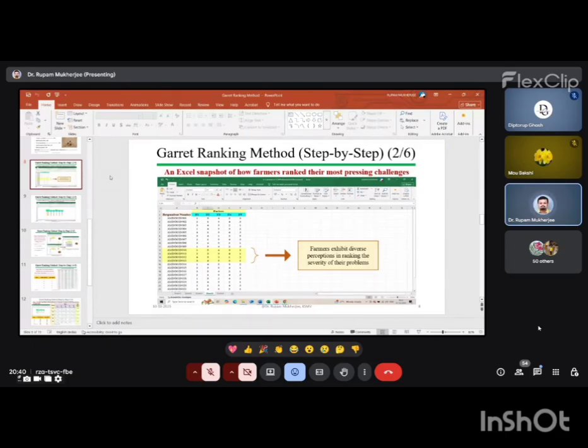Now within Amdanga block, there are different villages, and one of the villages is Bodai. Bodai is the name of one village. And from that Bodai village, I have asked the respondent farmers to give their preference. Now look at the respondent number. The first three letters AMD denote Amdanga block, BOD means Bodai village, and then respondent number 1.